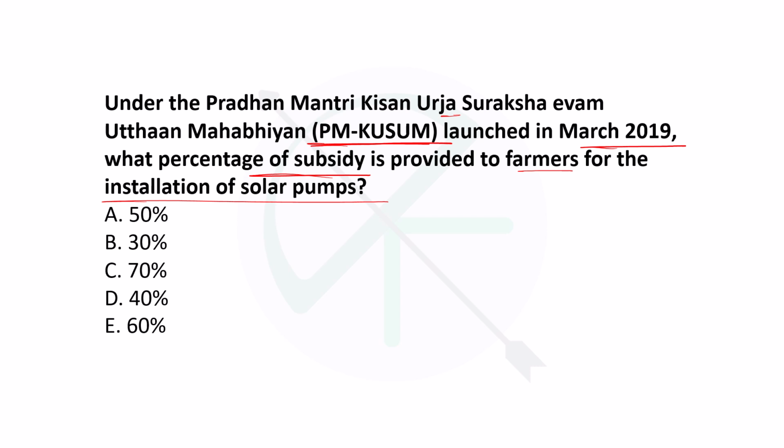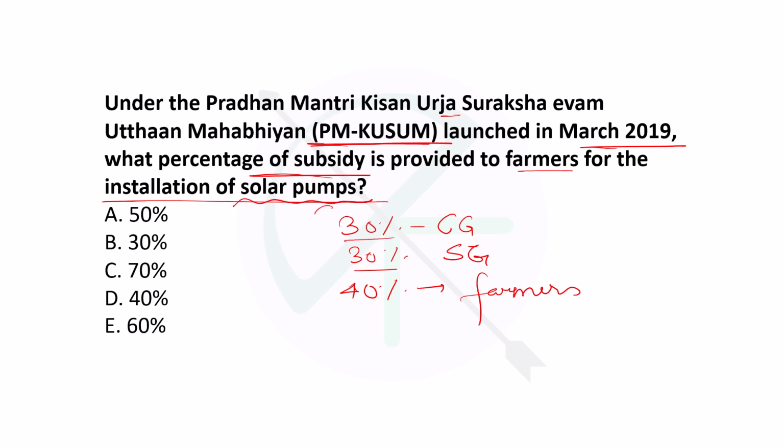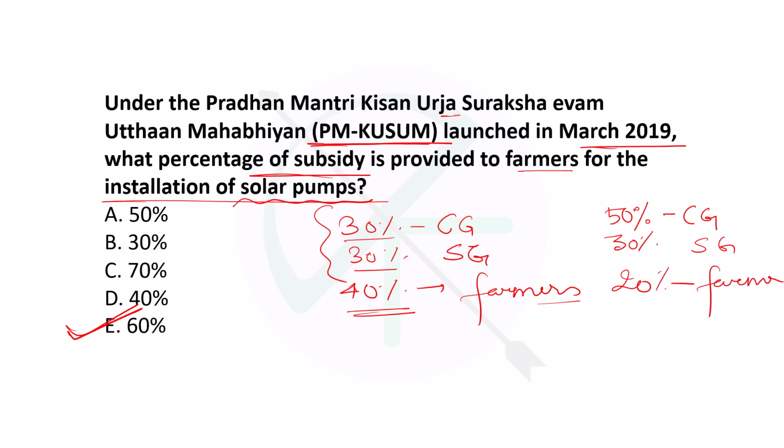Okay, so for the normal states, it is 30% given by the central government, and 30% by the state government, and the rest 40% is to be borne by the farmers themselves. So if a farmer installs a solar pump, then 30% and 30%, 60% total subsidy will be provided by government itself, and 40% will be borne by the farmers. But if it turns out to be a northeastern state, then 50% will be given by central government, and 30% will be given by state government, and the rest only 20% will have to be borne by the farmers. Okay, so we will go with this condition only, that 60% of the subsidy is provided for installation of solar pumps to the farmers, right?